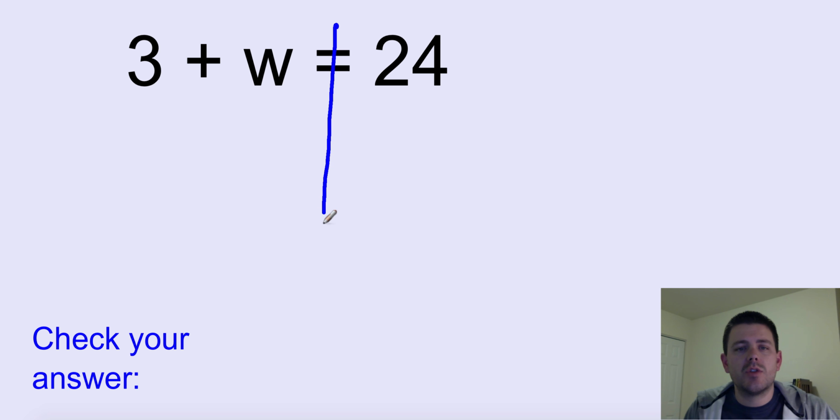So first step is always draw that line down through your equal sign. Split the problem into 2 halves. Remember, whatever you did to one side, you have to do to the other side.